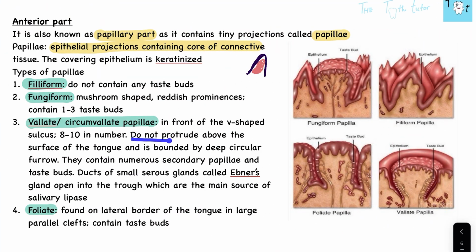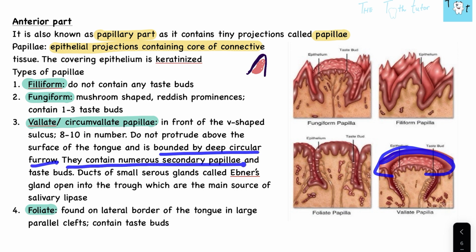They do not protrude above the surface of the tongue and are bounded by a deep circular furrow. If you see all the other papillae, they are coming out of the surface of the tongue. But this is the circumvallate papillae. This is the surface of the tongue, but this is contained within the surface of the tongue. So this is one of the features. It is bounded by a deep circular furrow, which is the furrow that binds the papillae.